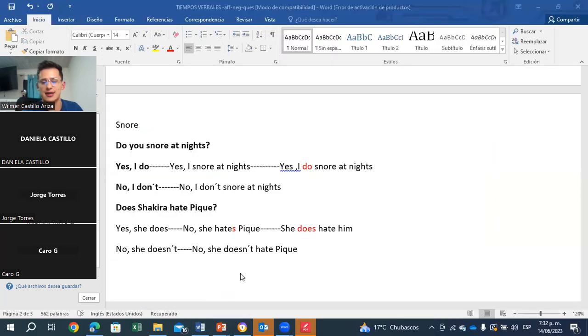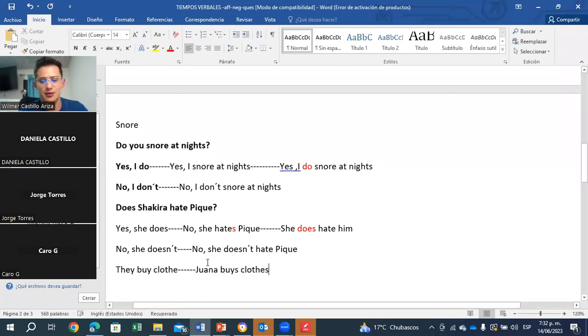¿Ya? So in the case of, for example, if you want to say, ellos compran ropa, they buy clothes. But if you want to say, Juana compra ropa, Juana buys clothes. Okay? Le ponemos una S al verbo normal. If you want to say, for example, I cry at nights or whatever. Yo lloro en las noches. Ella llora en las noches. She cries at nights. In this case, we change this part.